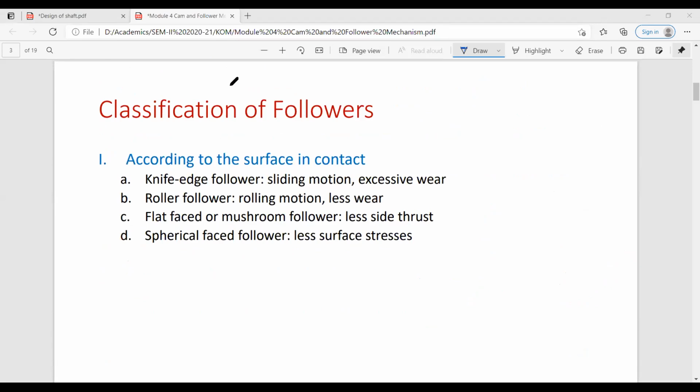Now, classification of followers. So there are different bases on which these followers are classified. First one is according to the surface in contact.